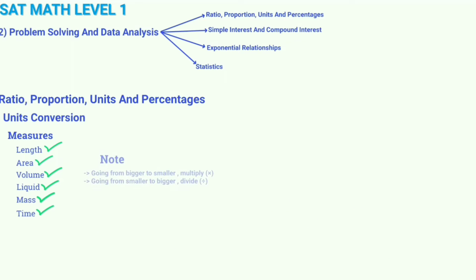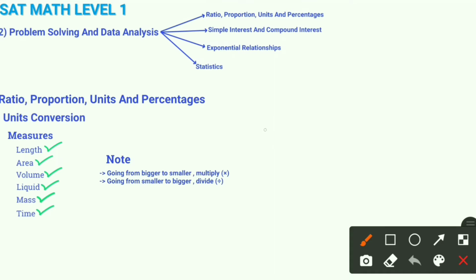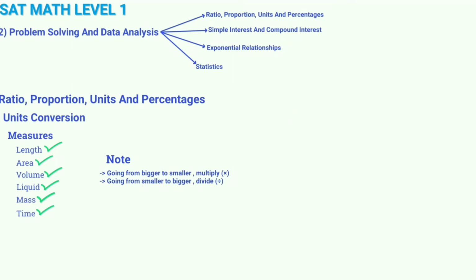So what did we learn here? We have noted that going from bigger to smaller, we multiply, going from smaller to bigger, we divide. If we go from smaller to bigger, for example from centimeter to meter, then we divide by 100. So it's division whenever we go from smaller to bigger, and whenever we go from bigger to smaller, it's multiplication, so multiply by 100. Okay, unit conversion is done.